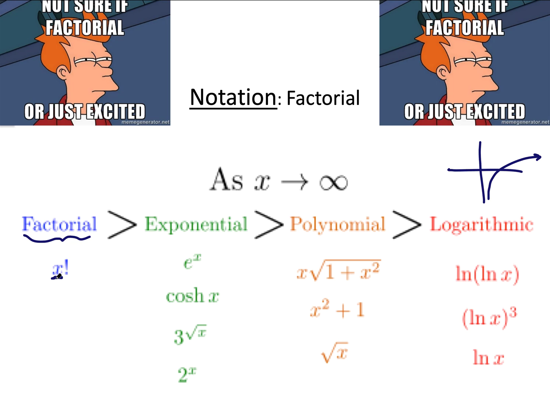So this would be something I would write down that I think is also kind of helpful. As x goes to infinity: logarithmic, then polynomial, then exponential, and then the head honcho is going to be the factorial.